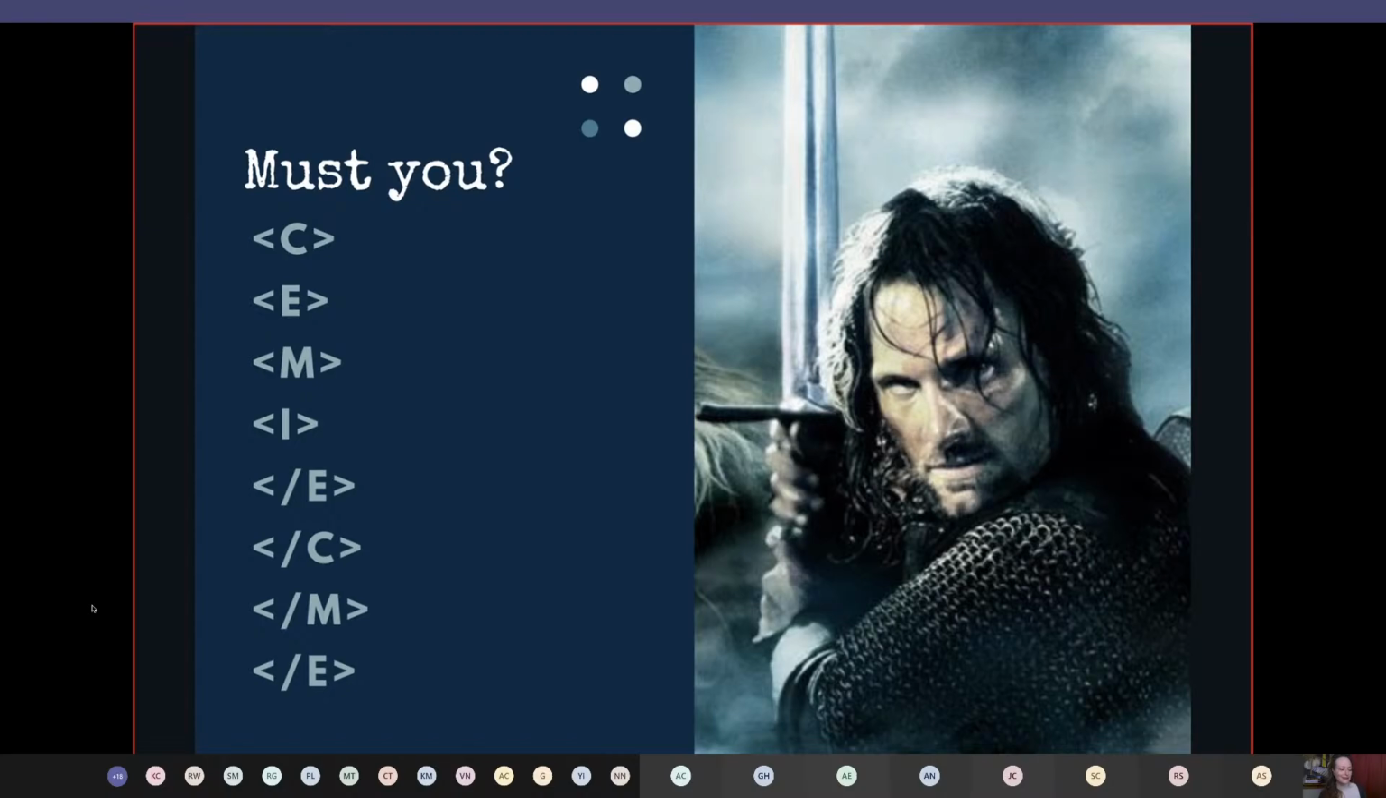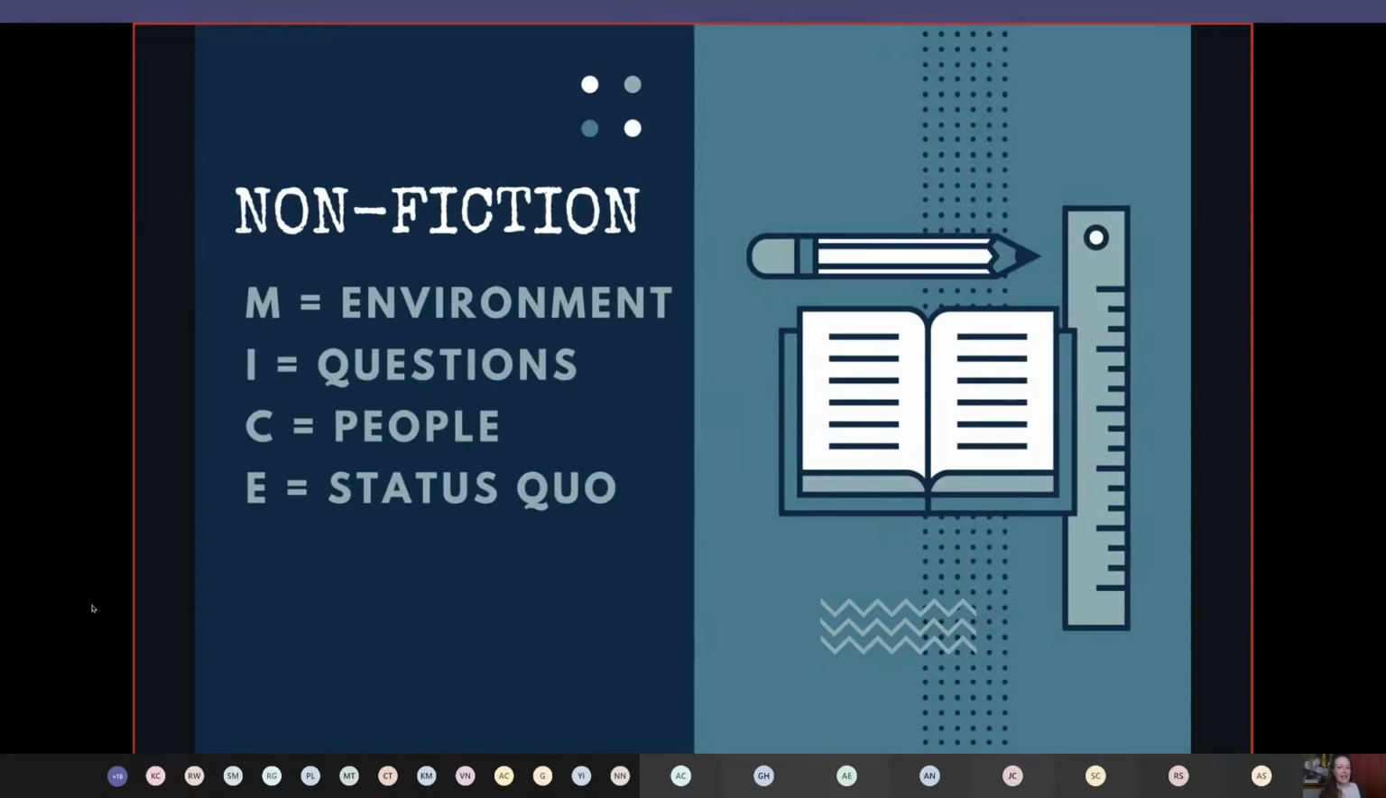Let's take a look at the real world. In nonfiction or the real world, milieu is environment. It's the places that you inhabit and the places that you are trying to navigate through. Inquiry is just the questions that you have, the search for information. Characters are the people in your world, yourself and others. And events are the status quo and attempts to change them. That's how those things work.